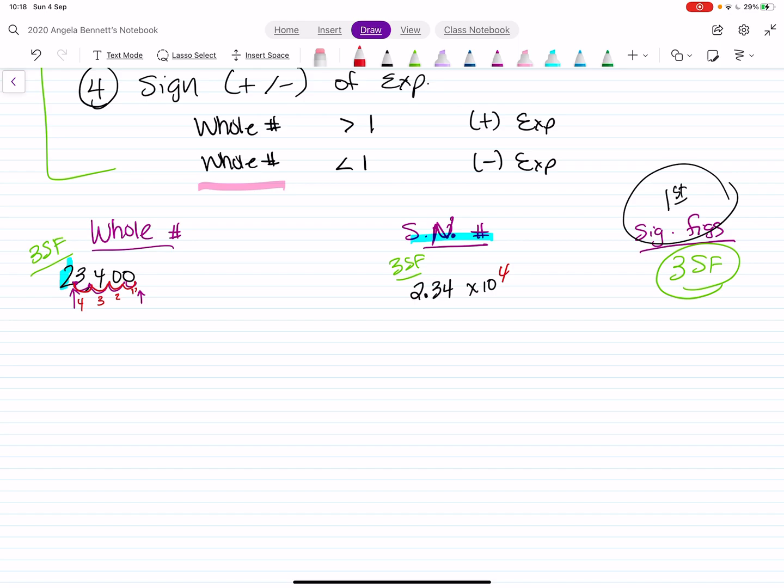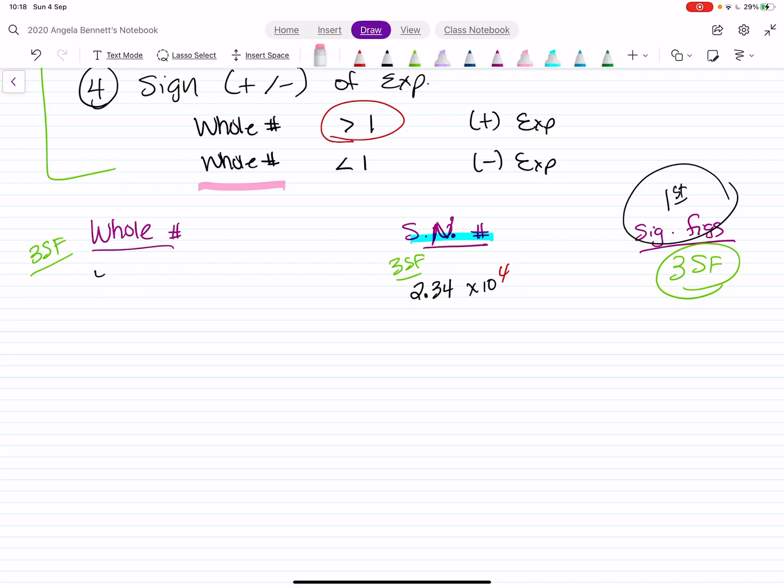Now, when I take a look at this whole number, the whole number was 23,400. And that is greater than 1, which means that the exponent is a positive 4. You do not have to write the positive. It's assumed, just like in math, that it is a positive 4 if you don't write it. All right, so that's it. That's how you write numbers in scientific notation.